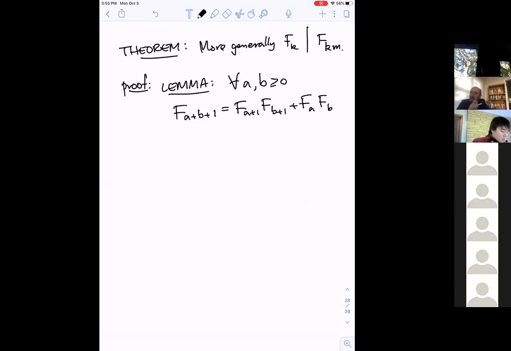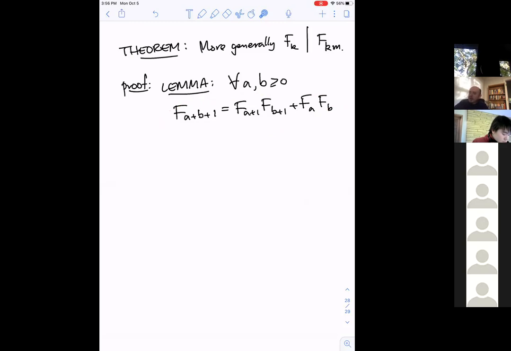And I claim this lemma looks a lot like the Fibonacci recurrence. I claim that if we take b equals 1, this turns back into the Fibonacci recurrence. There's a special case of this: either I take a equals 1 or b equals 1, which is the original Fibonacci recurrence, but this is some more general souped up version of it.